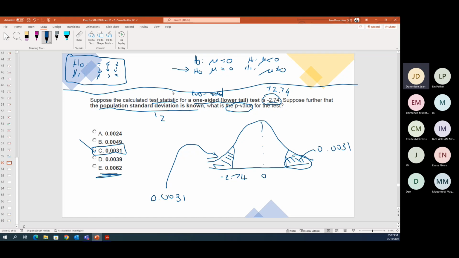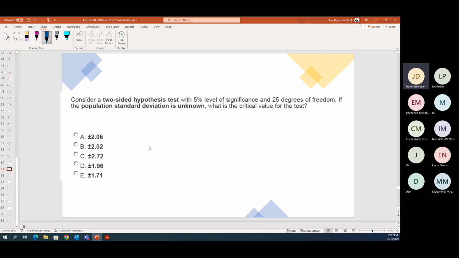Okay, so this one was a weird one because we don't really see this, and nowhere was hypothesis testing even mentioned. But one of the things of hypothesis testing is to look at p-values, because that is where you're going to say yes or no, you're going to accept or not accept. Okay, so the next one.